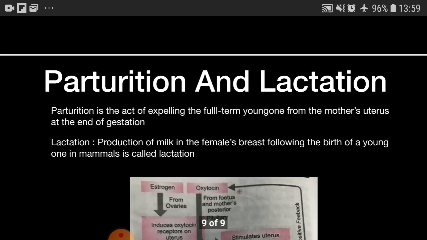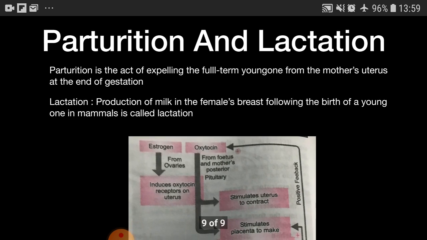Now the last part of this chapter is parturition and lactation. Parturition is the act of expelling the full term young one from the mother's uterus at the end of the gestation, right? And lactation is the production of milk in the female's breast following the birth of a young one in mammals.